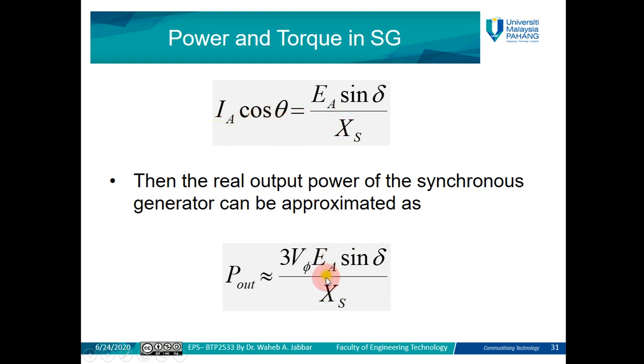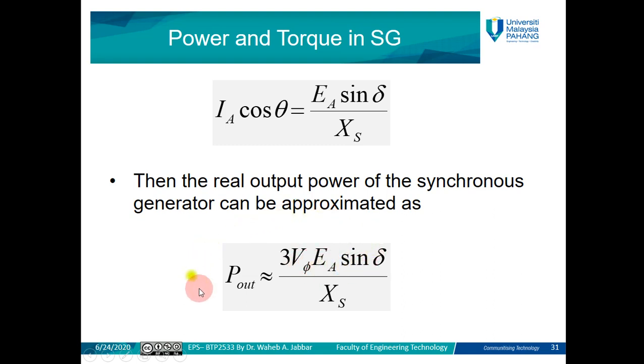So this will be the power, or the output power, in terms of the voltage of the phase, the armature voltage or the induced voltage in the armature windings, and the synchronous reactance of the synchronous generator. And sine delta here, delta is the angle between the V phase and the EA, or the phase shift between the voltage of the armature and the voltage of the phase or the terminal voltage.